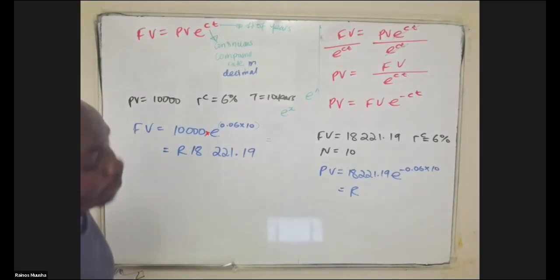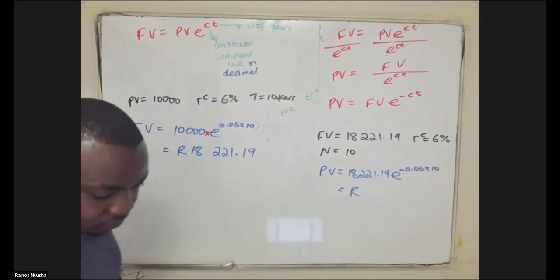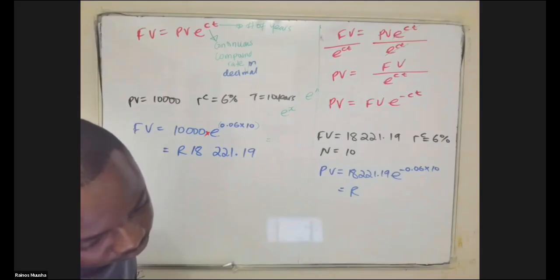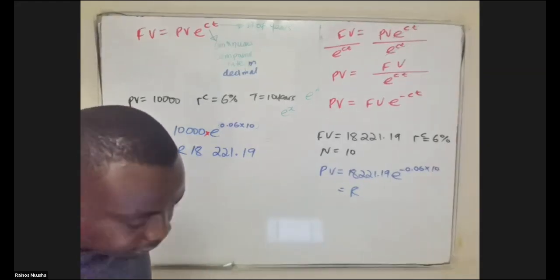How much do you get? I think I get 10,000. Yes, you must be able to get a figure of 10,000.